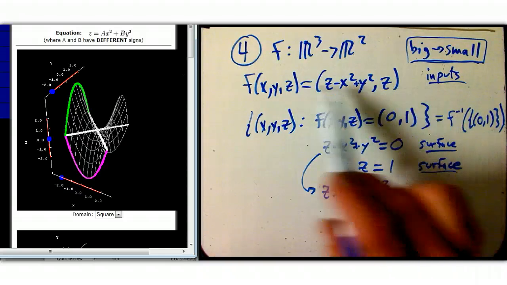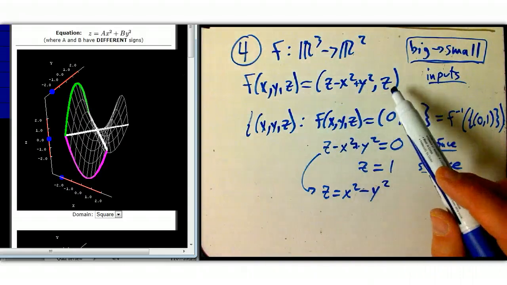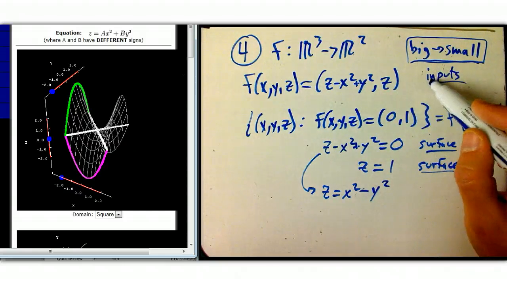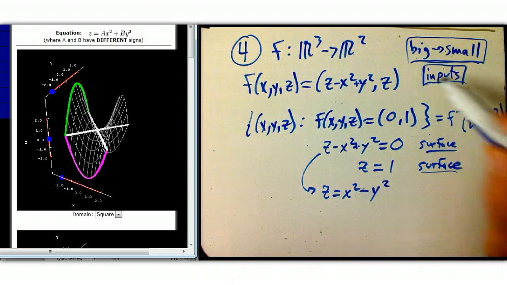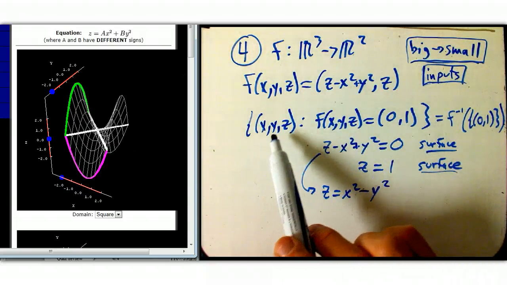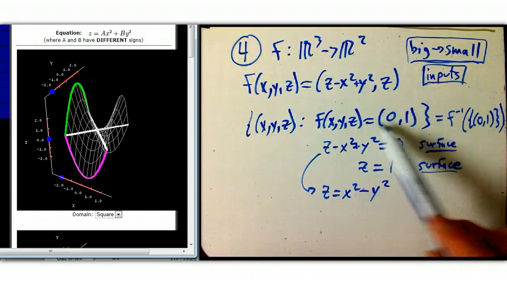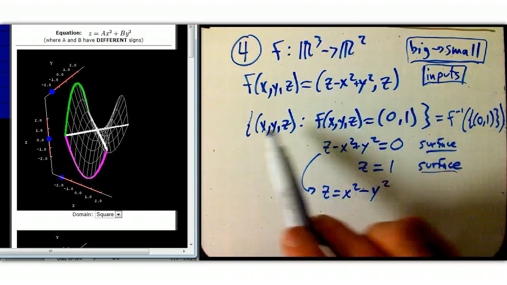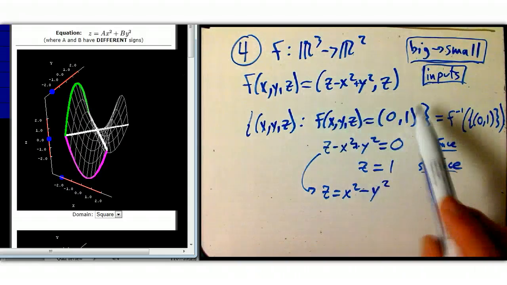And how do we want to look at this? Do we want to judge things to be good or bad, or points to be good or bad? Well, we saw already in big to small examples that the inputs are more interesting to look at usually. And so we're going to look at level sets. So here's an example of a level set. We're going to pick the output 0, 1. That's a point in the plane. And we're going to look at all the inputs such that f of x, y, z is 0, 1.